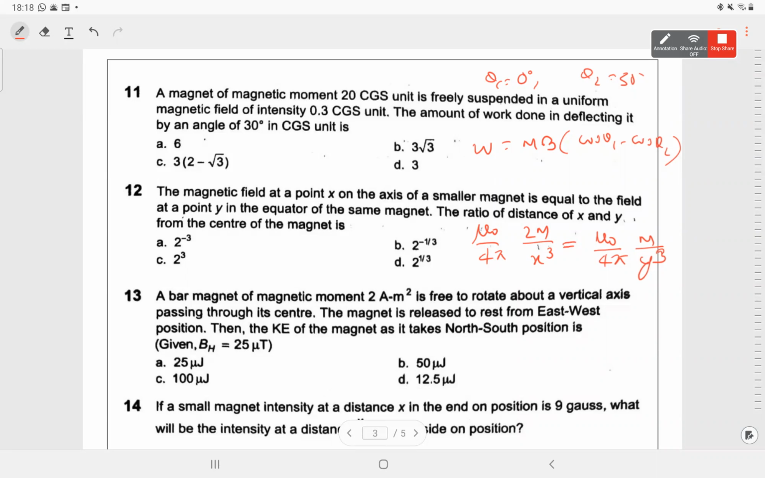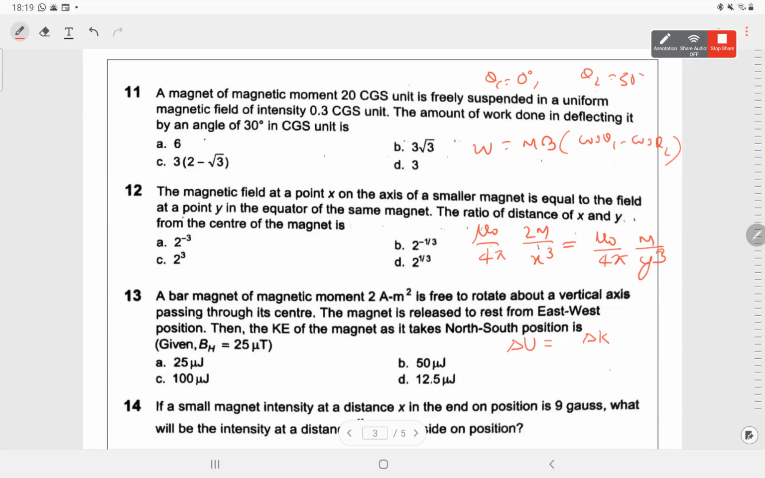Kinetic energy क्यों gain हो रही है इसमें from east west to north south position में जाने पे? Because the potential energy is lost. Loss in potential energy will be equal to gain in kinetic energy. It is free to rotate. The magnet is released to rest from east west.